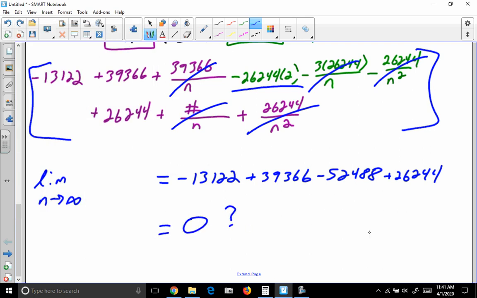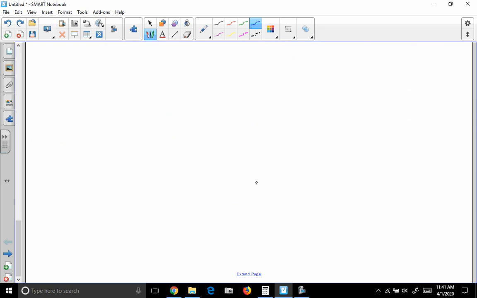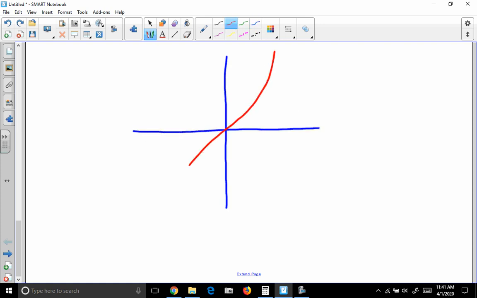Wait a minute, do what? We did all of that and got 0? Well, actually, that is the correct answer. If we look at our graph, it looks like this. Y equals x cubed, and we're going from negative 9 to positive 9. That sum that we do is known as the Riemann sum.